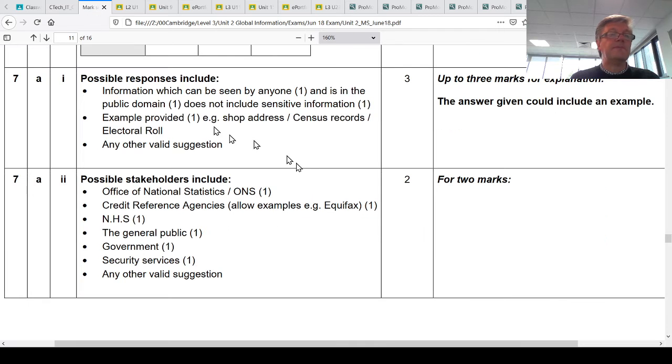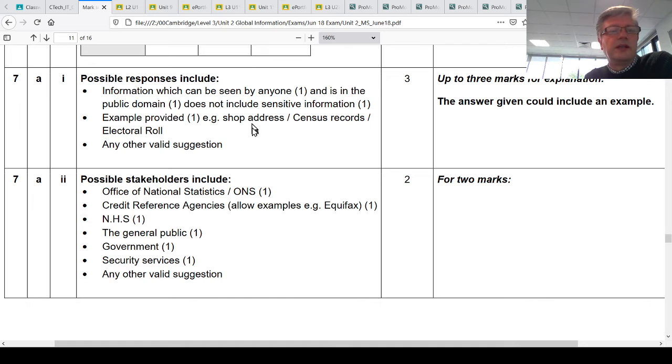So if we look at the mark scheme, we're told up to 3 marks, including an example, information that is classified as public. So this is not classified information. This is information that has been classified as public. Information can also be classified as private and so on, and we come to that later on. So we're not talking about classified information, we're talking about the way that information is put into certain classes, and this particular class of information is public. So it's information that can be seen by anyone, that's why it's public. It's in the public domain. It's got nothing in it that is private or sensitive that we're not allowed to look at.